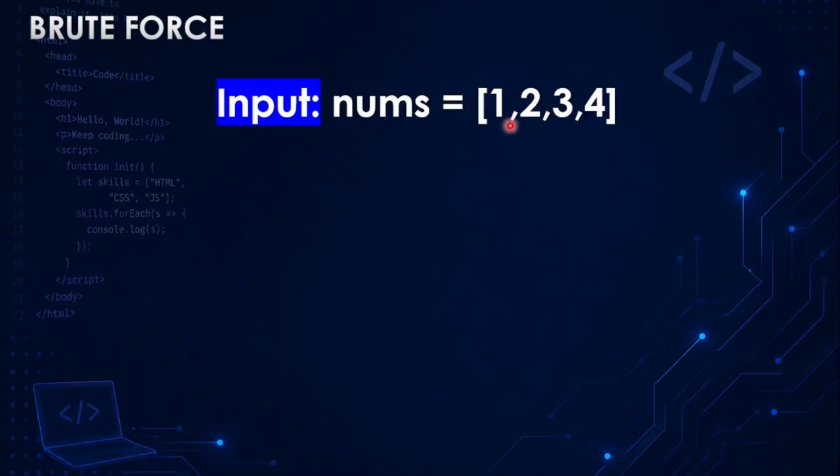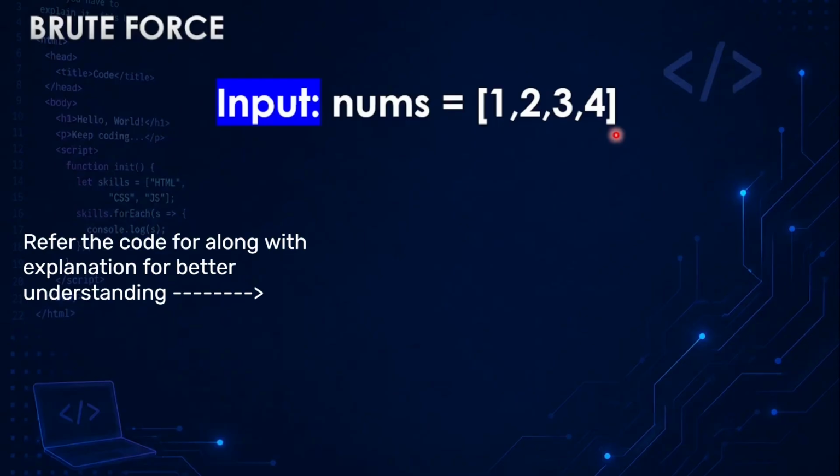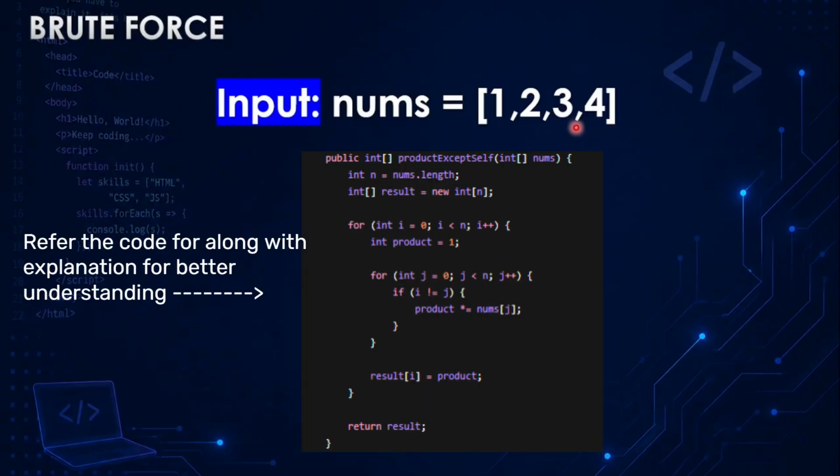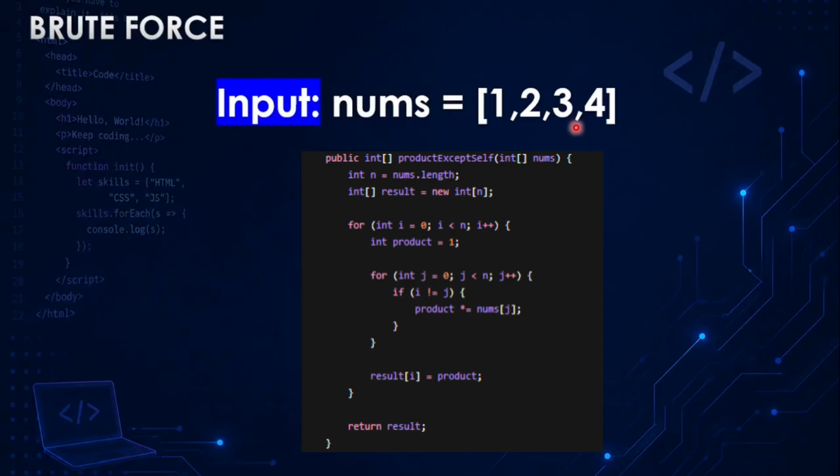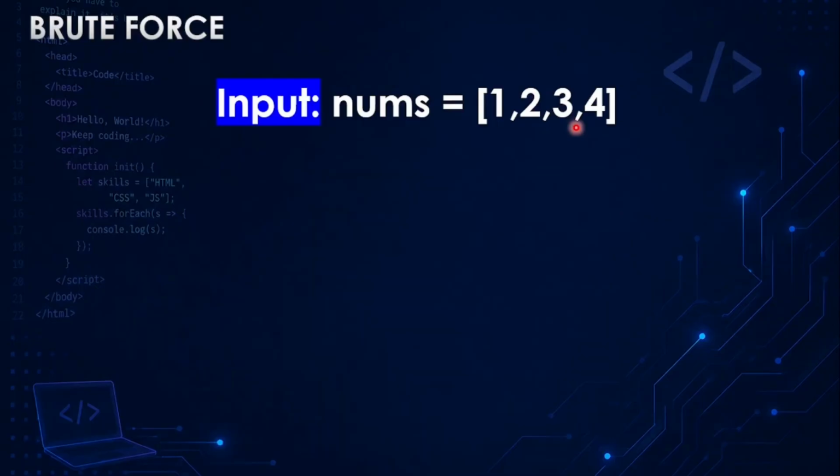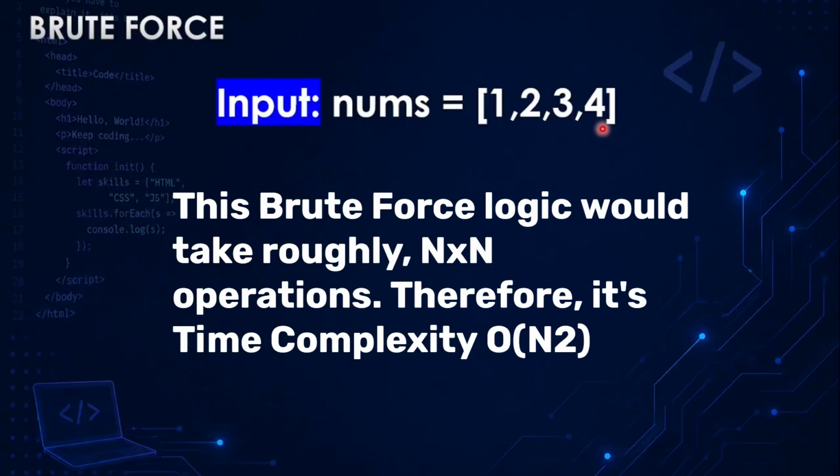For every index, if we loop through the entire array and multiply everything except the current element, that works. But for this, we'll be needing a nested for loop, where the actual operation would take place in the inner for loop and the outer for loop would have the task of keeping the record of the current index. If the array has n elements, we are doing roughly n cross n operations in this. And that's O(n²) time complexity. And LeetCode won't be impressed by it.